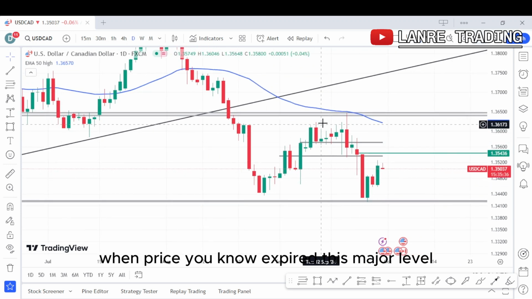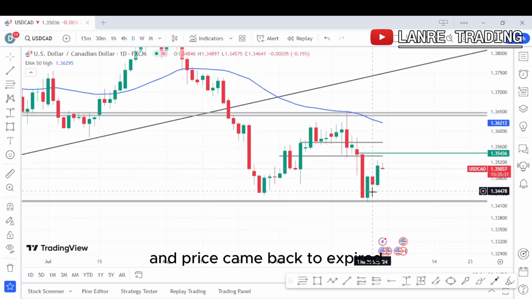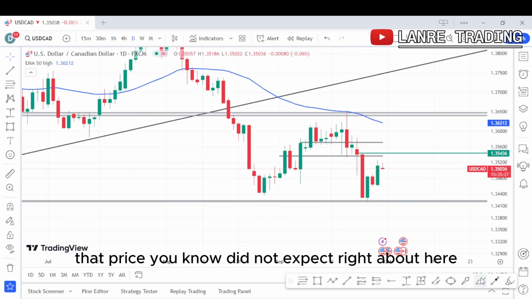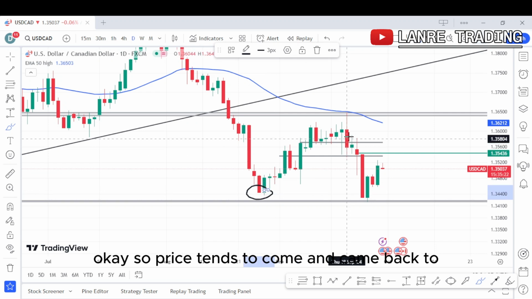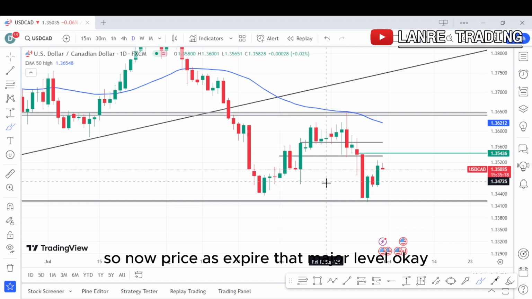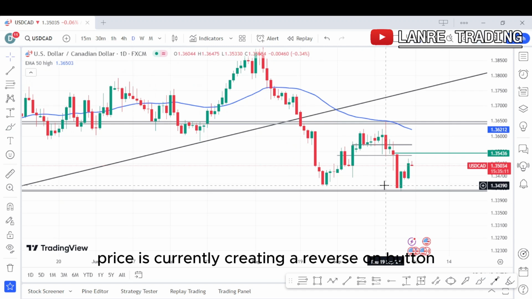When price respected this previous major level, price came back to respect that previous major level that price did not respect right about here. Okay, so price came back to respect that level. So now price has respected that major level. Okay, and on the daily time frame, price is currently creating a reversal pattern.